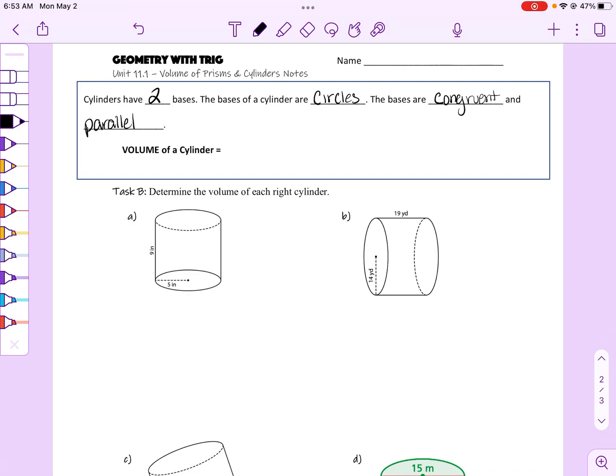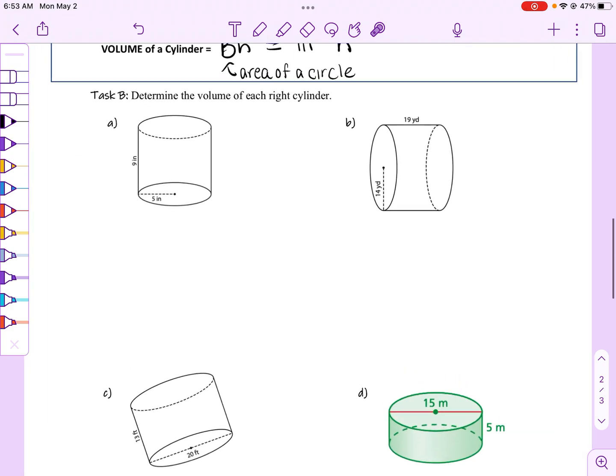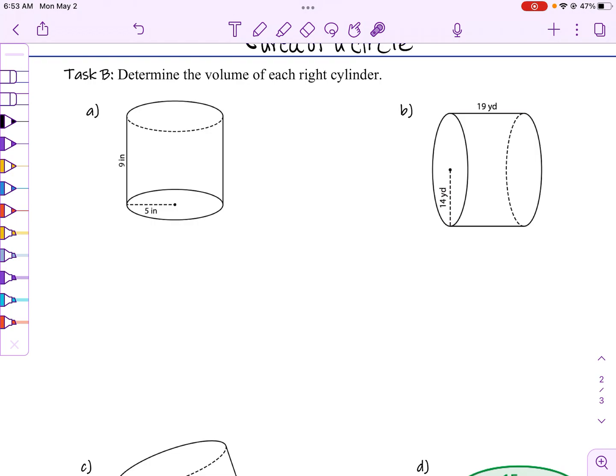Okay? If we know volume equals big B times the height, and we said that the bases in a cylinder are circles, we know that big B is represented by the area of a circle. So really, another way for me to write this is pi r squared times the height, because this pi r squared is how we figure out the circle, which is our base. Right? So A and B give us the radius. Remember, radius goes from the center to the edge of the circle.